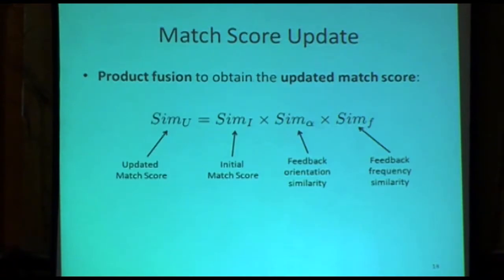The final step is how to update the match scores. You have an initial match score which was generated by the bottom-up latent matcher. Now you can get a new feedback orientation similarity and frequency similarity. We just use product fusion to fuse the match scores and generate an updated match score. Why do we use product fusion? Because we are using exponentials, so if we multiply them, it essentially turns into a sum rule, which gives you the best possible update in the match score.